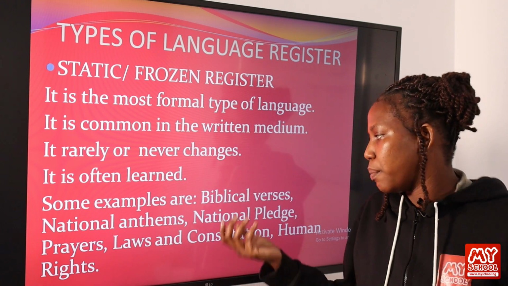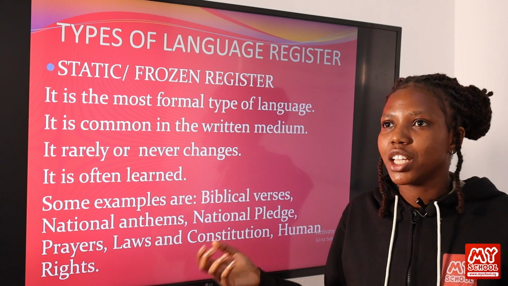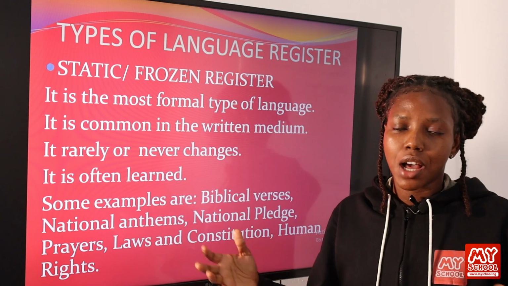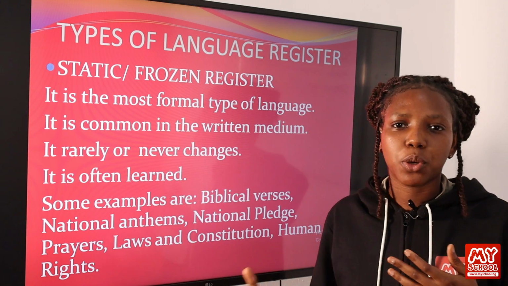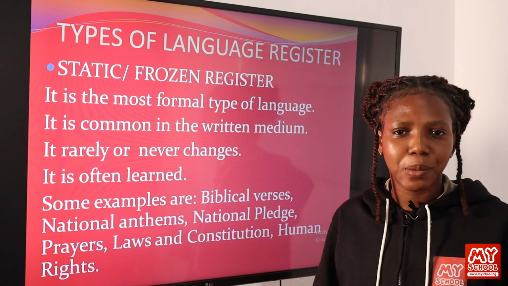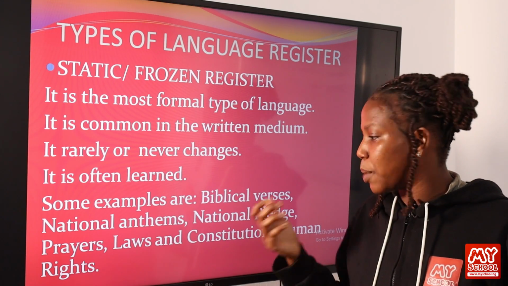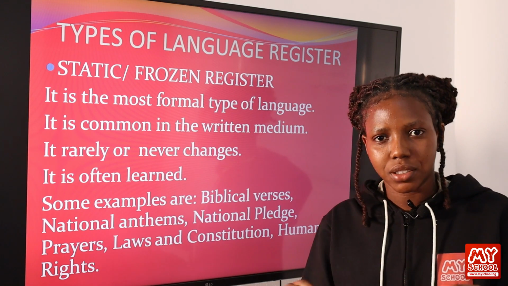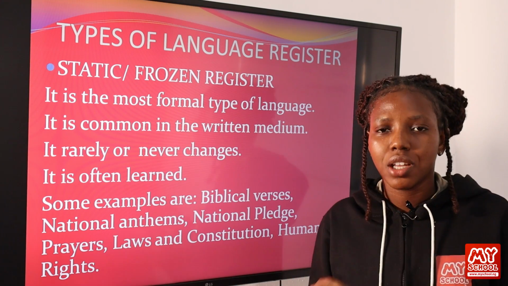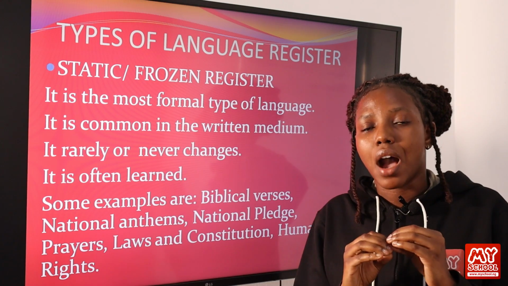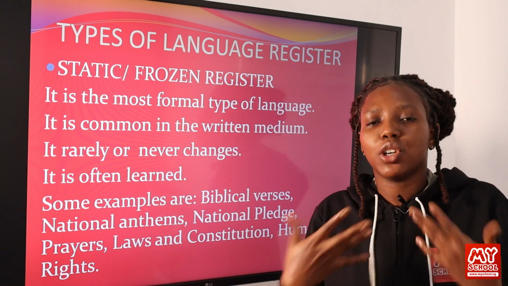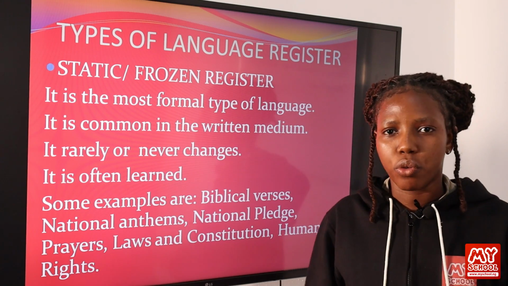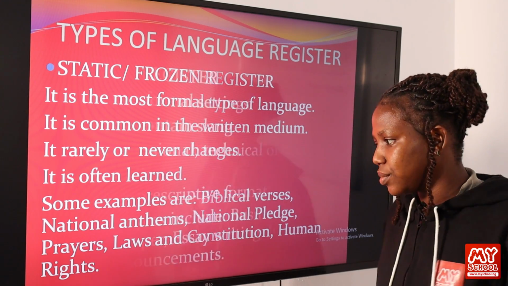So some examples are Bible verses, for God so loved the world, that He gave His only begotten Son, and so on and so forth. National anthem, I would like to say that of Nigeria. Arise, O compatriots, Nigeria's call obey, and all of that. National pledge, I pledge to Nigeria, my country, and all of that. You see, these words are frozen. They are static. They don't change. That is the way the words are. They've been written like that, and we just have to learn it or memorize it, okay? So let's move to the next type of language register.